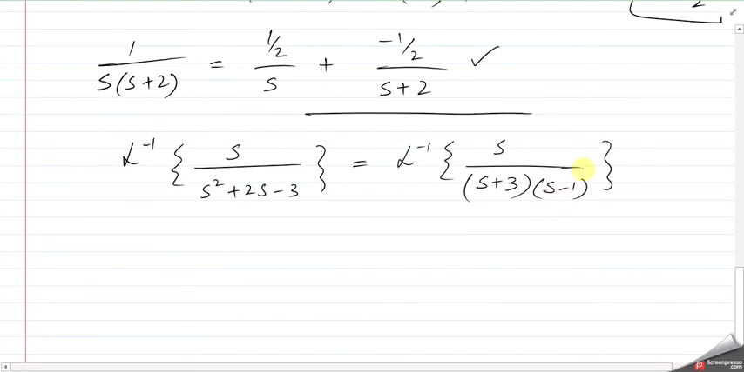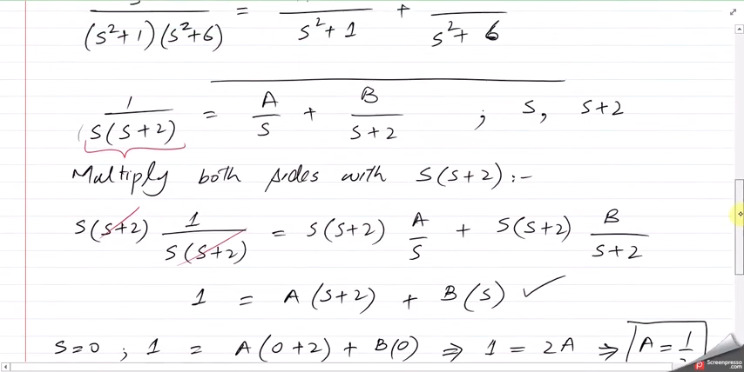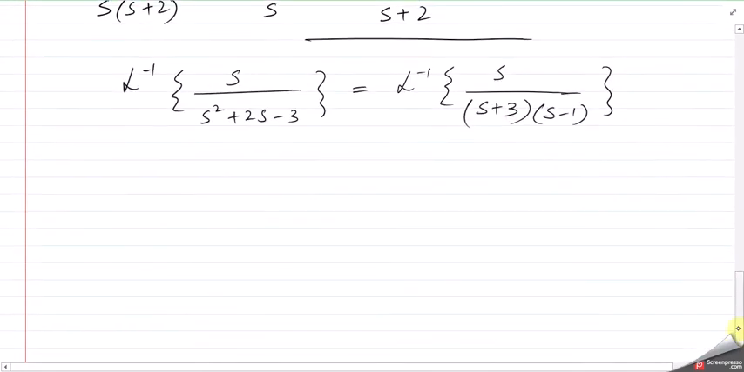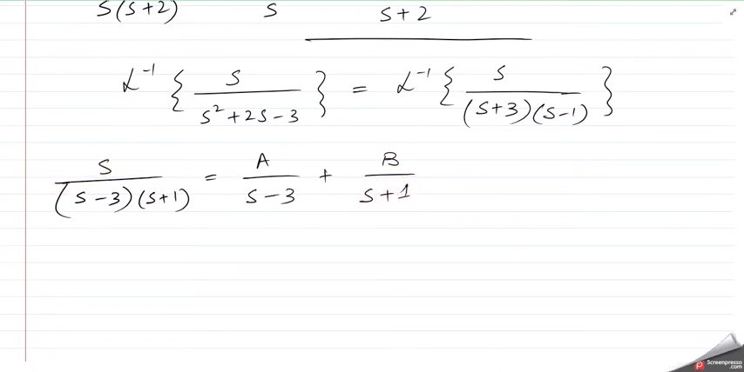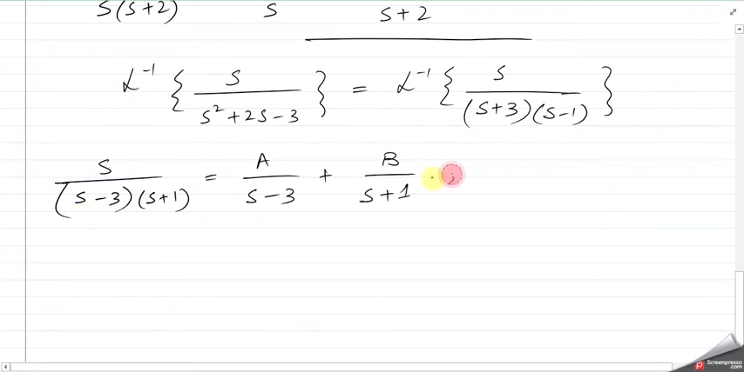Now these are two linear terms, just like our previous example. So now we can write the partial fractions. S over s minus 3 into s plus 1 equals a over s minus 3 plus b over s plus 1. Note again that this s has no contribution when we write this step. We only look at s minus 3 and s plus 1 to write this first step.